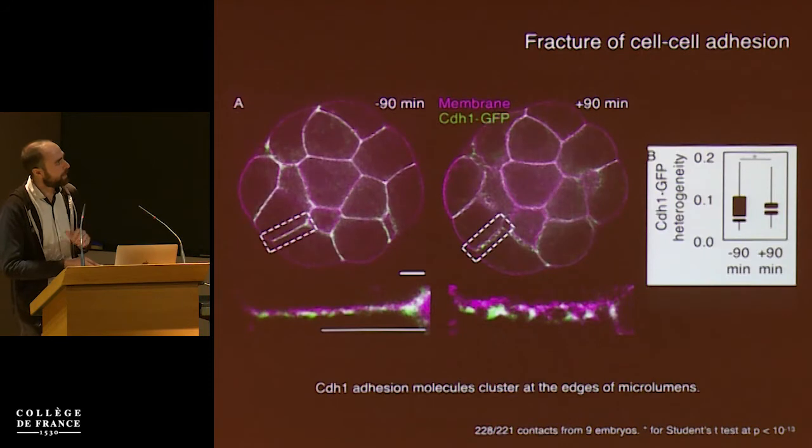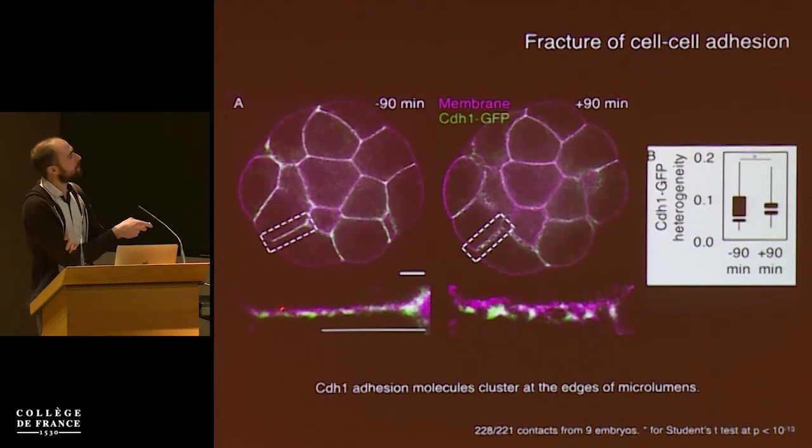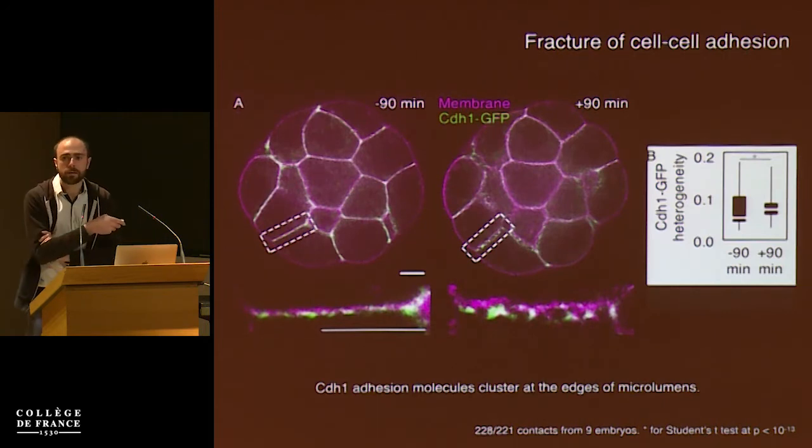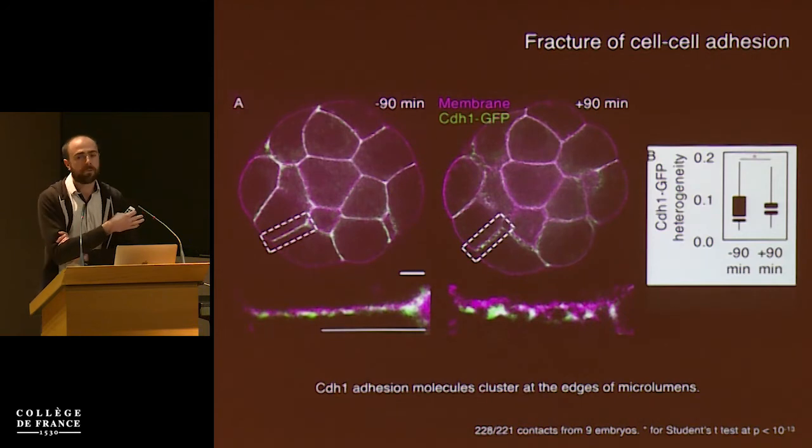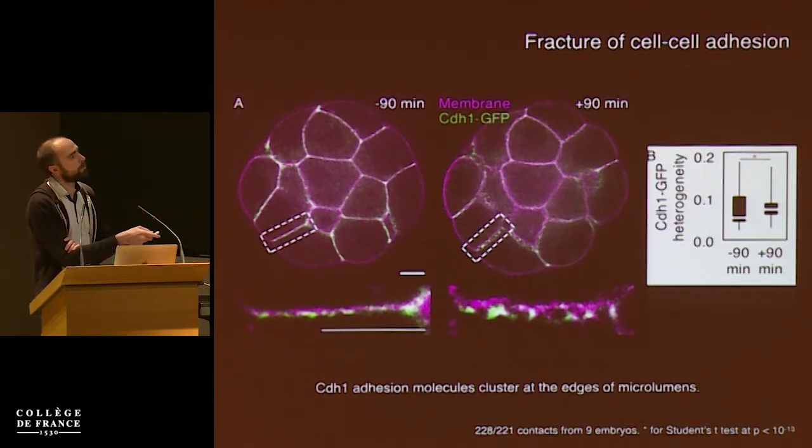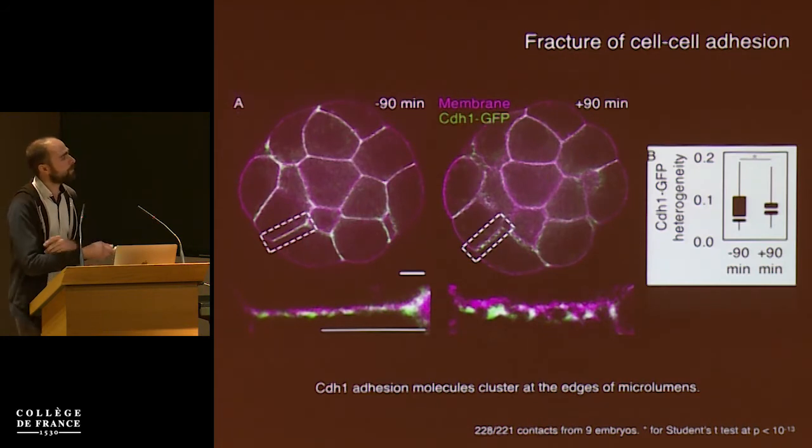You can see that better maybe on those still images. This is before the formation of the microlumens. E-cadherin is already a bit patchy, but it is more homogeneous than later on. When the microlumens are forming, you can see that E-cadherin is enriched at the sides of the microlumens. We are measuring the heterogeneity level of E-cadherin along the contact, and we see that it's increasing. That's just the metric that we use to follow this process.